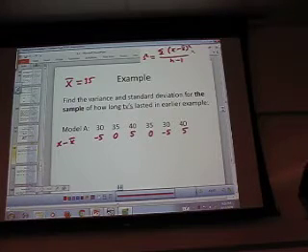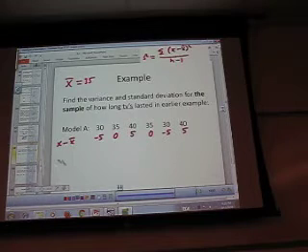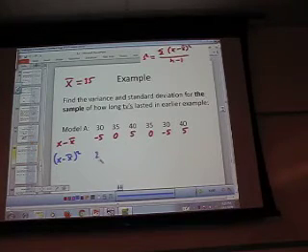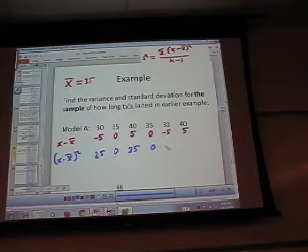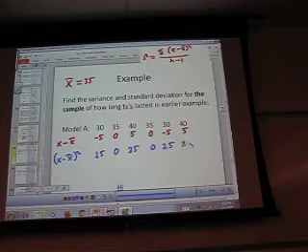Now, our next step is to square them all. So I'm going to square them all. X minus x bar squared. So squaring negative 5 gives me positive 25. Squaring 0 gives me 0. Squaring 5 is positive 25. 0, positive 25, and positive 25. Okay, so far?